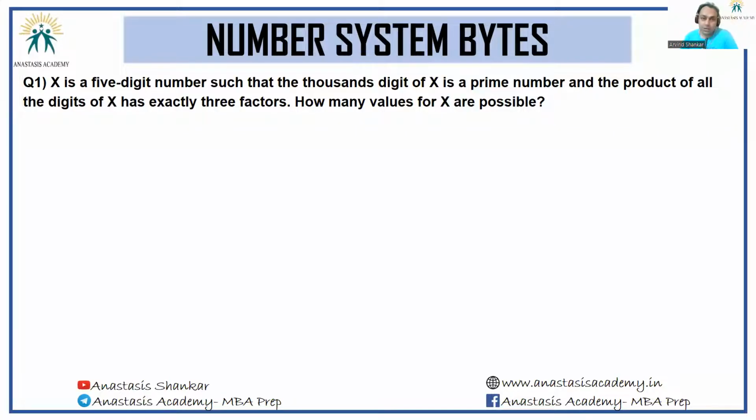Let's look at the solution of prime puzzles. Oh, sorry, number system bytes. X is a 5-digit number, such that the 1000th digit of X is a prime number, and the product of all the digits of X has exactly 3 factors. How many values of X are possible?